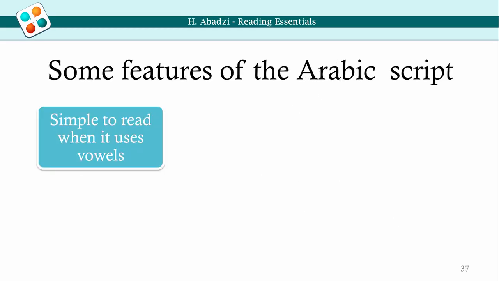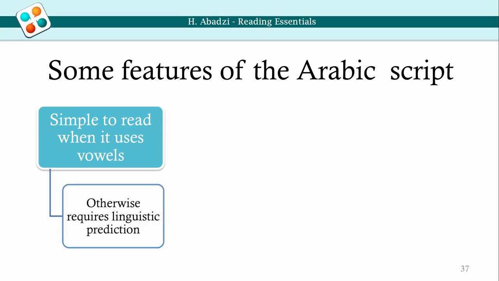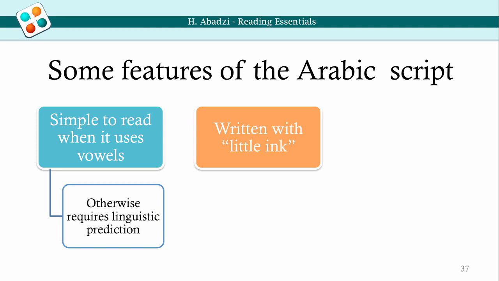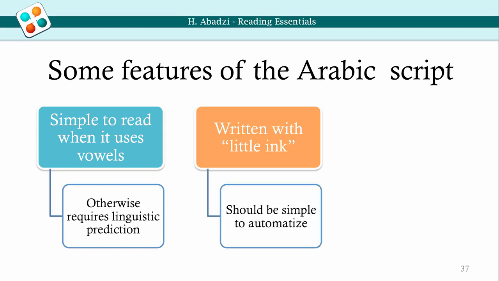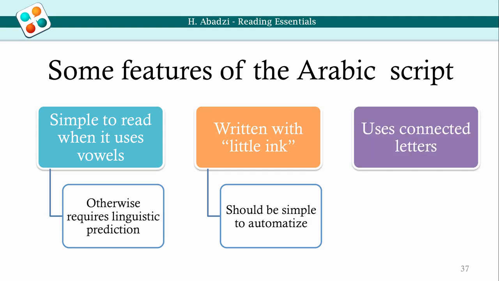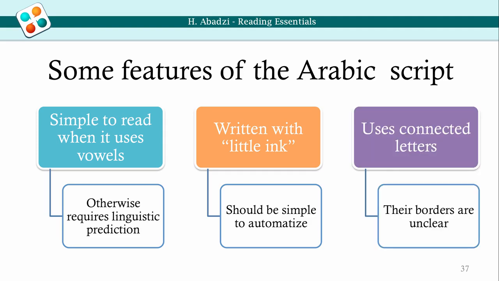Arabic has some special features not found in many scripts. It is simple to read when it uses vowels. Otherwise, it requires linguistic prediction. The written text uses little ink, and for those reasons, it should be simple to automatize. However, it uses connected letters with unclear borders.